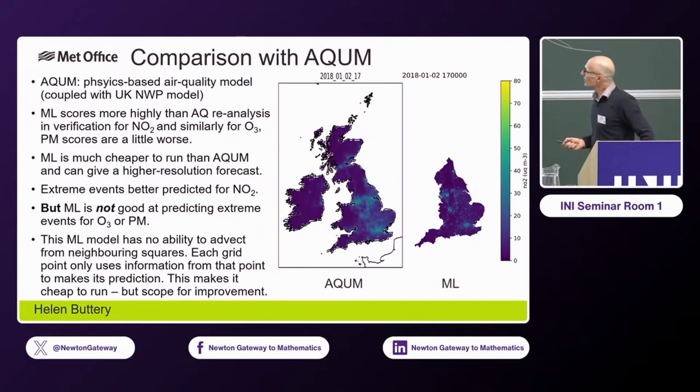But it turned out it wasn't so good at predicting extreme events of ozone or particulates. The reason for this is probably because the machine learning model doesn't do any advection. Each pixel is independent of the neighboring pixels, and ozone and particulates travel over long distances and occupy a large spatial extent.